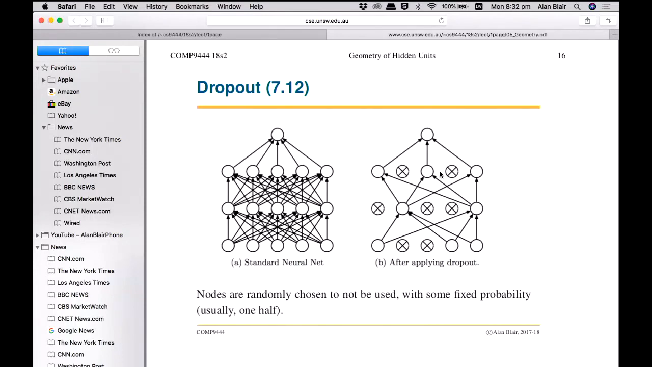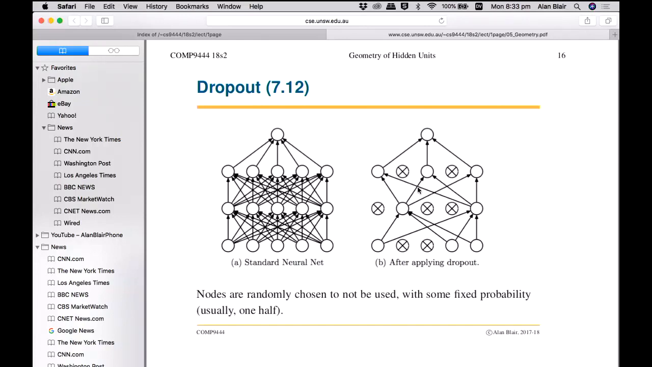On average, each node is receiving the same input that it would receive if half the nodes from the previous layer were removed, because it's receiving from all of them, but only at 50% of the value from each one. Does that make sense? So this actually works also to improve the generalization of the network.